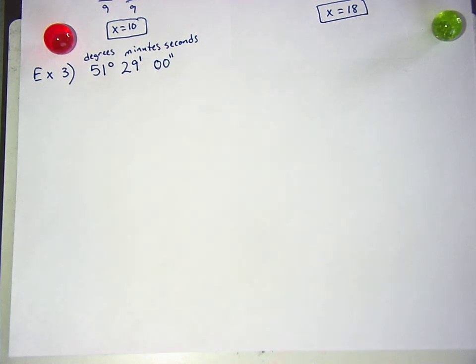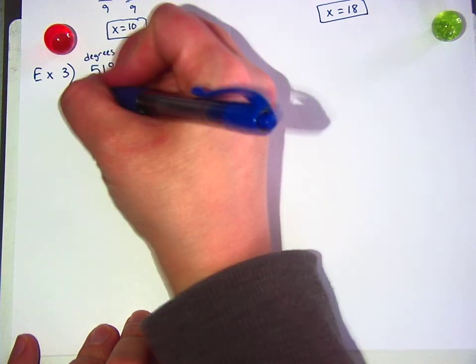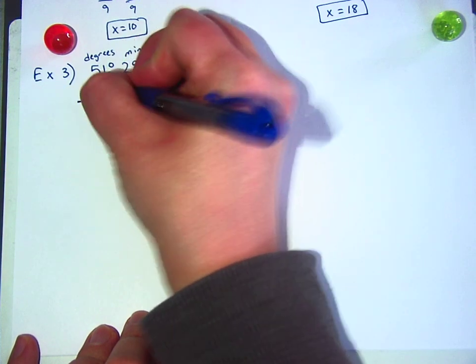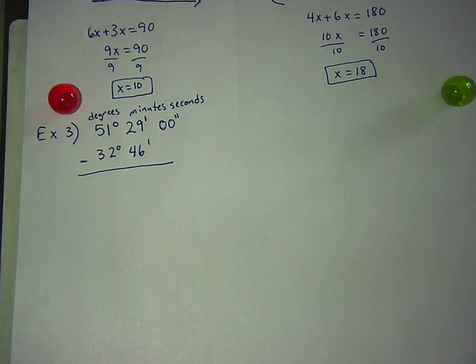Okay? And the reason for that is because most angles are based around a circle, right? A full circle is how many degrees? 360, which is why, just like a clock, the minutes roll over at 60, the seconds roll over at 60 as well. Okay? So what if I said, what is 51 degrees, 29 minutes, minus 32 degrees, 46 minutes? Okay, how do we do this?